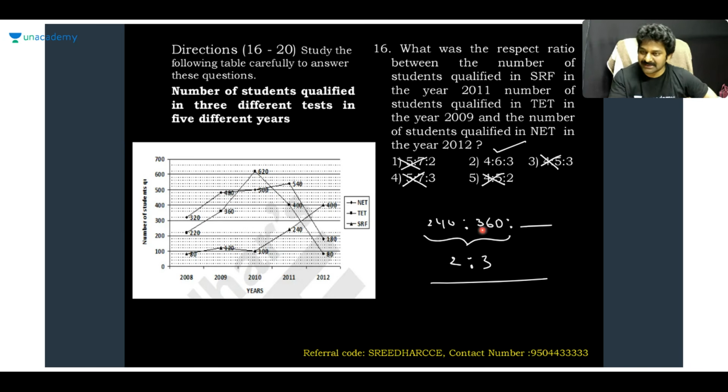Because the first number and second number both must be in the ratio 2 is to 3. That is satisfied only in the second option. Without writing the third one, you can answer this question.